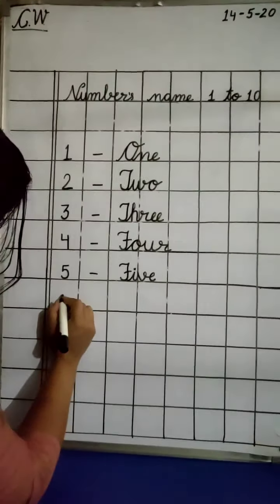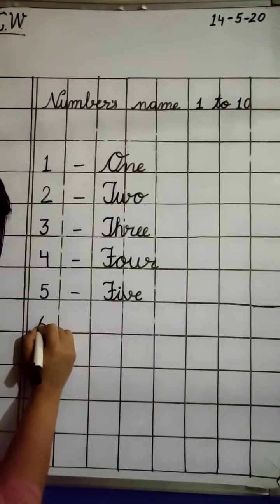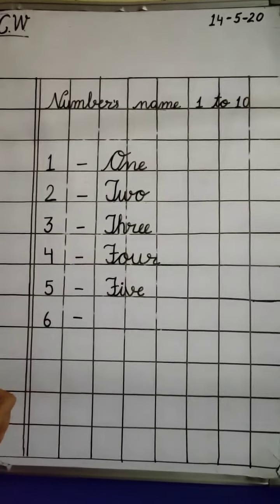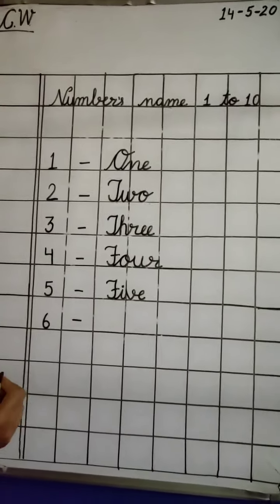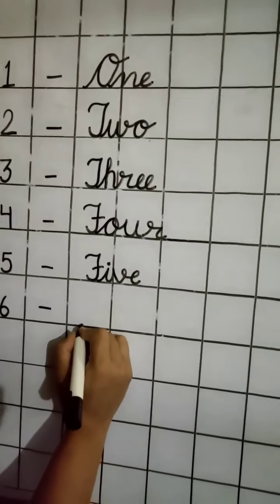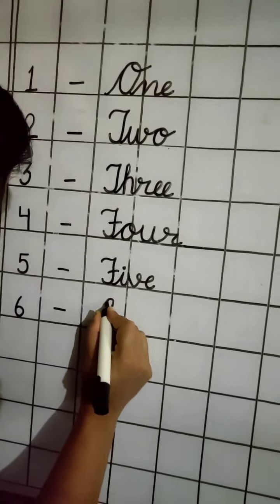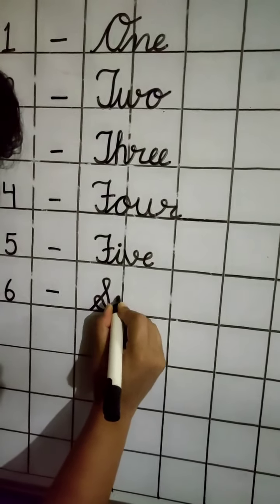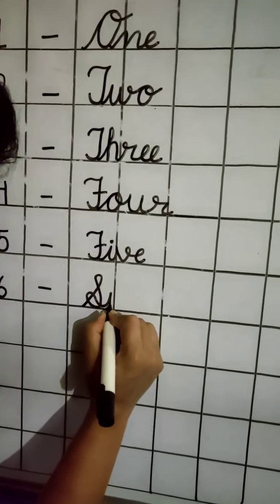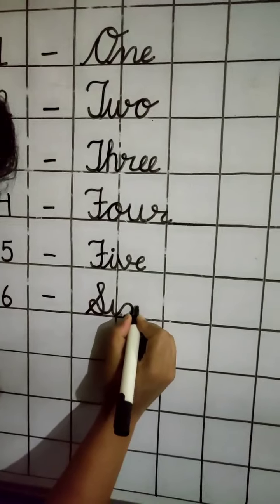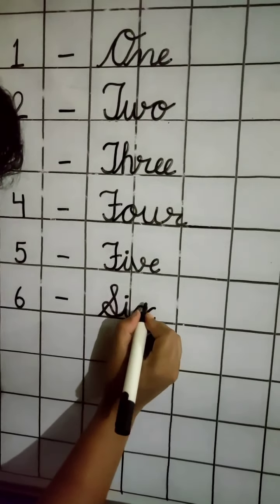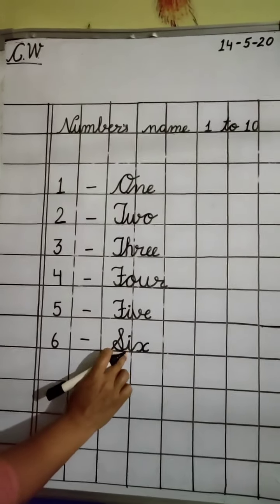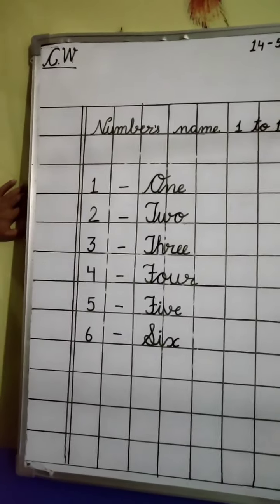Next number? Yes, 6. What is the spelling of 6? S I X. S we will write capital. Okay, this is capital S. After completing S, I and X small. S capital and I X small. Okay, S I X, 6.